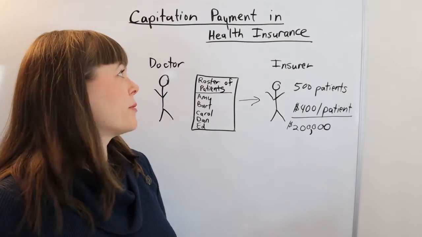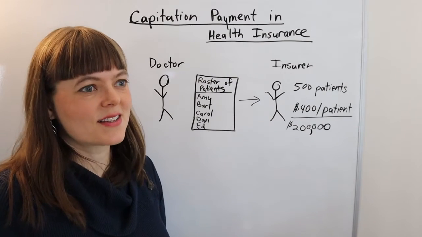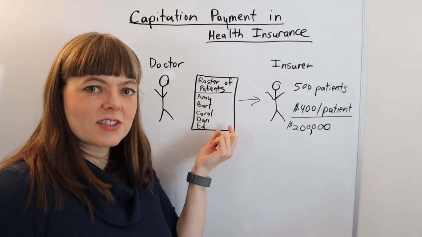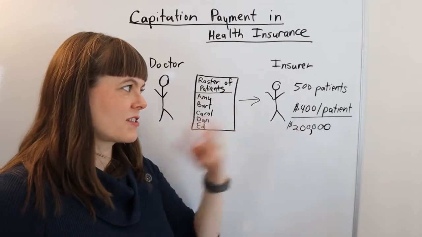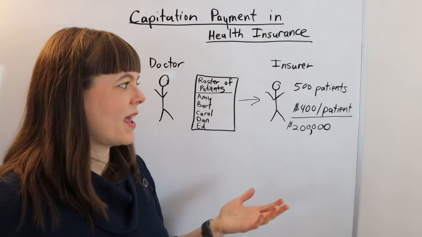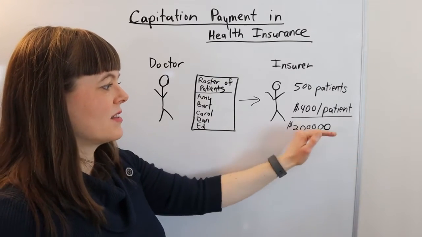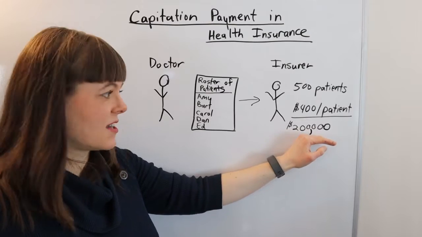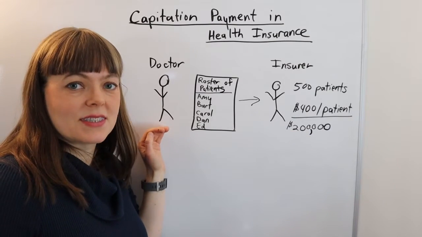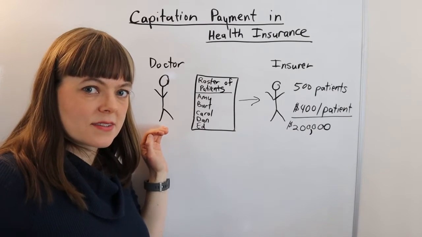So that's the problem with capitation payments, is that the list of patients who end up on your roster has a big effect on how much you end up getting paid, where how much you get paid is basically the costs to the insurer minus the expenses of treating those patients.